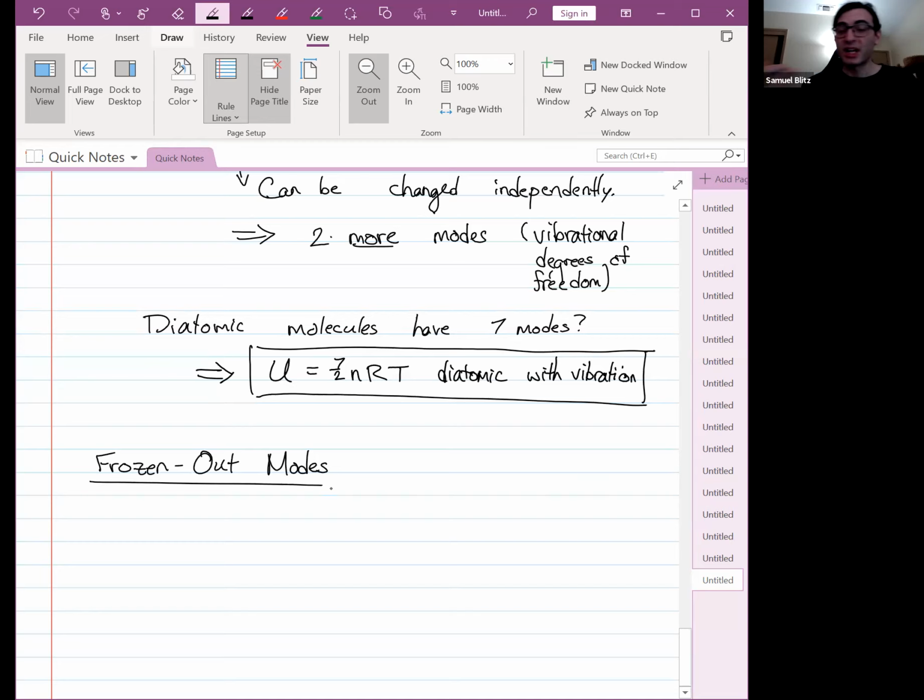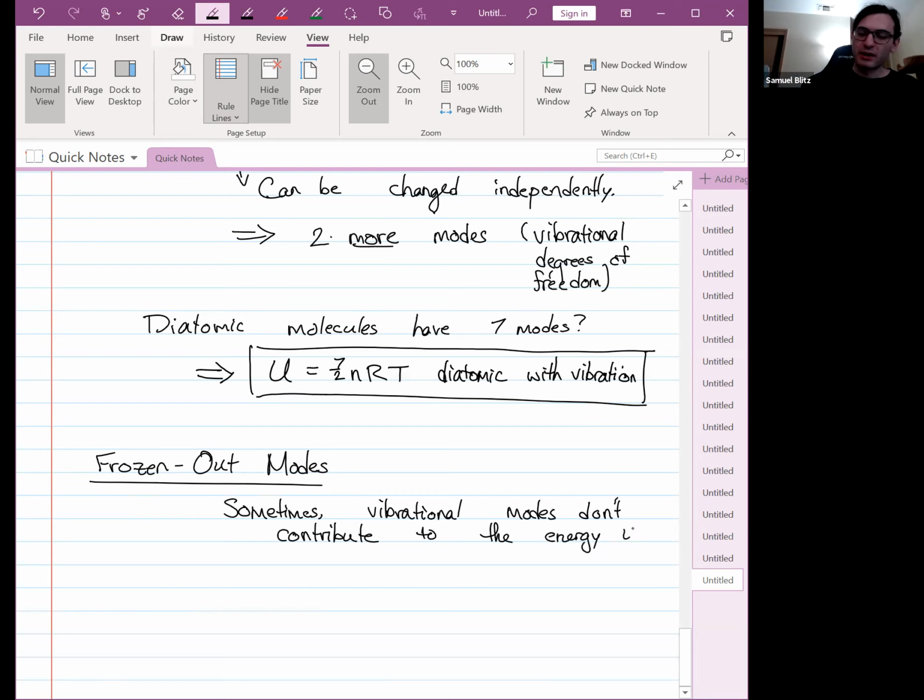So sometimes it is the case that vibrational modes don't contribute to the energy. Now, this might seem strange, right? Because the equipartition theorem says that any way that you can store energy gets the same amount of energy. So if you can store energy in vibrational modes, then it should get the same amount of energy as the translational modes. But what we're saying here is that the vibrational modes don't store any energy because they don't contribute to the total energy.